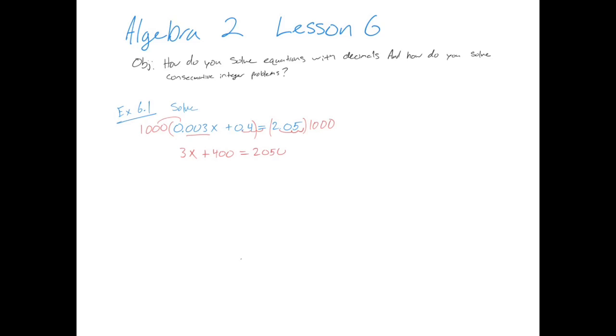So now we just need to subtract 400 from both sides. And I should point out, notice at this point, I no longer have decimals in there. I'm just working with whole numbers. So for me, it's a little bit simpler. You can decide if it's easier for you or not.